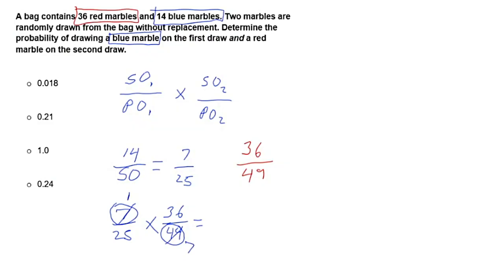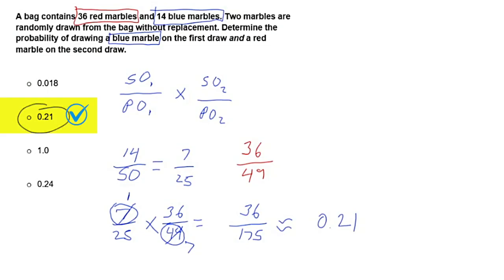So that equals 36 times 1 is 36, and 25 times 7 is 175, which equals approximately 0.21. So that's our probability, 0.21.